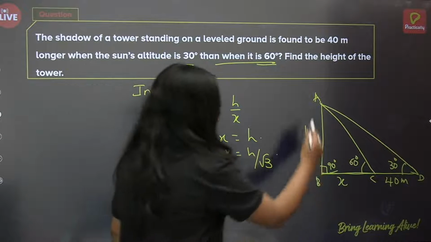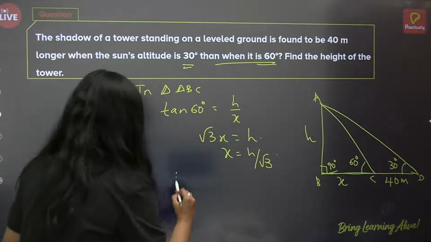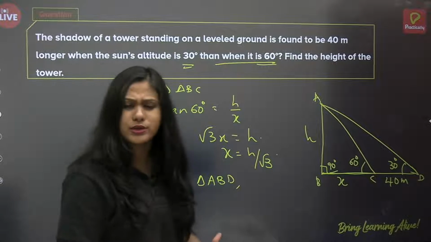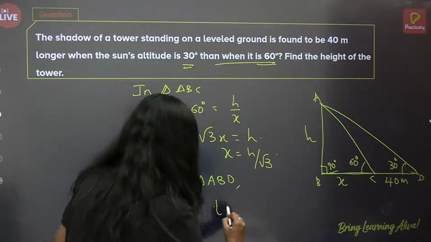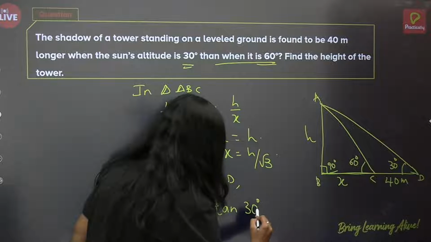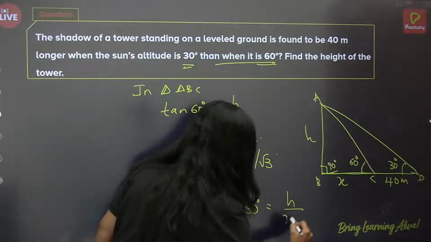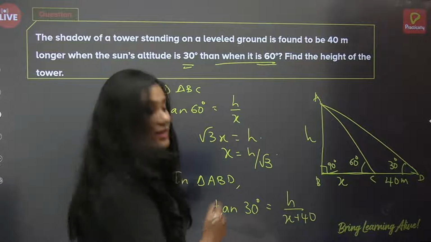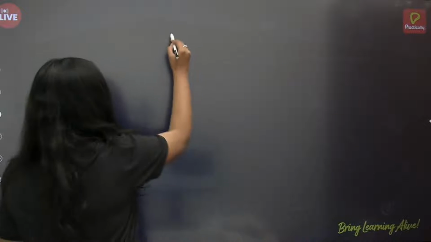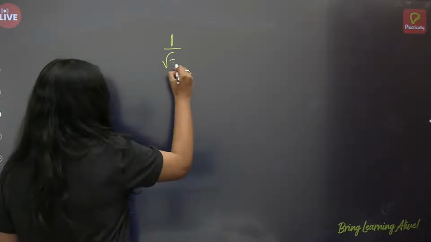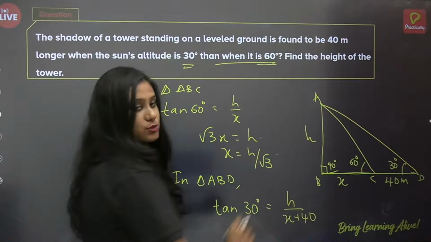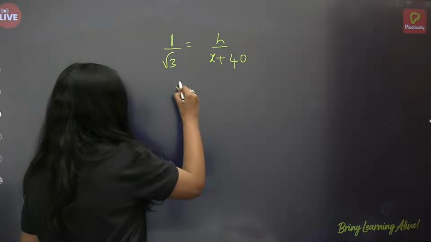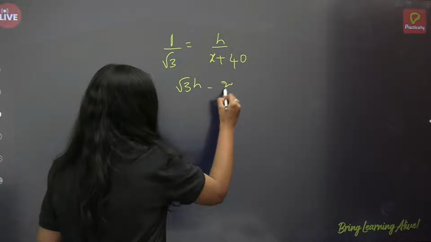Next, we have to take another triangle, that is ABD. So, in triangle ABD, we have to use the same trigonometric ratio, tan 30 degrees. So, tan 30 degrees equals h by x plus 40. Right? So, let us see. What is the tan 30 degrees value? 1 by root 3. So, 1 by root 3 is equal to h by x plus 40. So, root 3 h equals x plus 40.